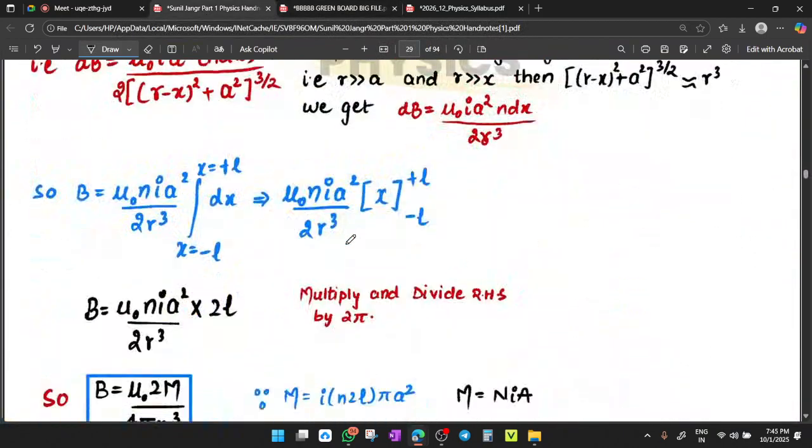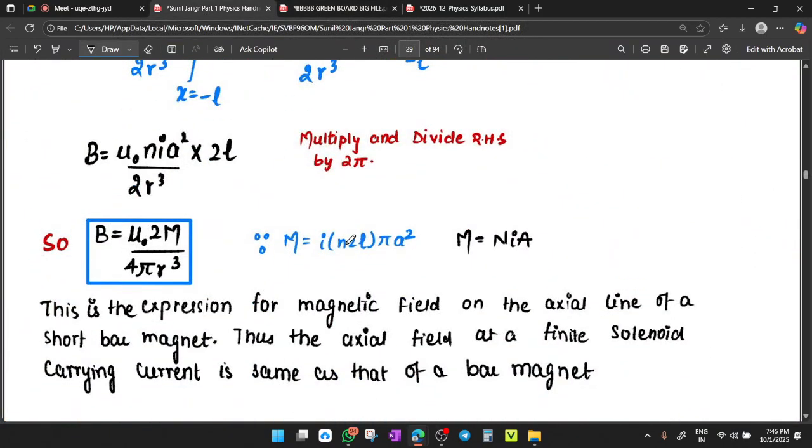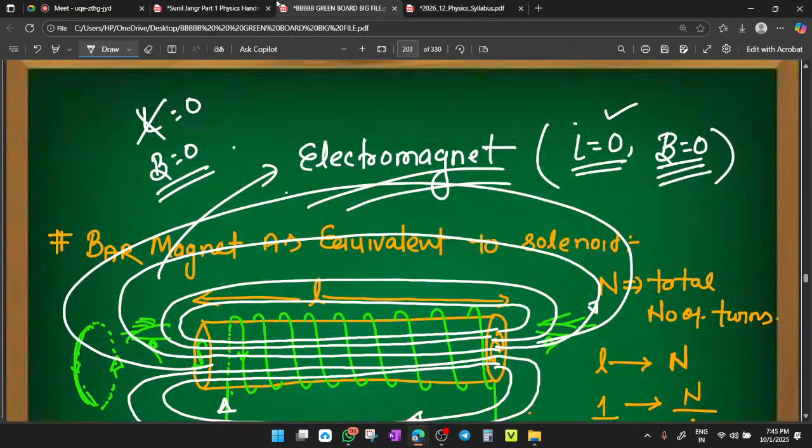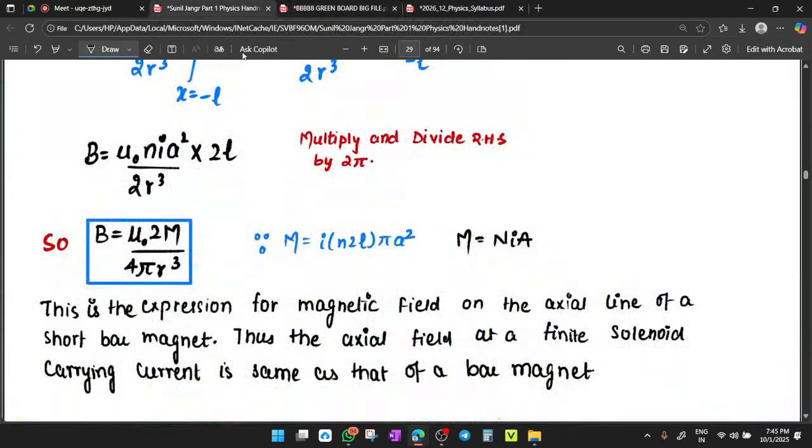Okay, so this is the advantage of this electromagnet. Now talking about the magnetic field of this solenoid, so write the magnetic field of solenoid.